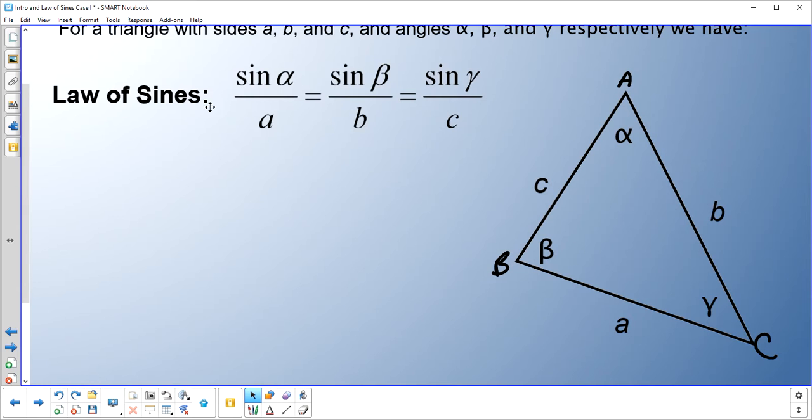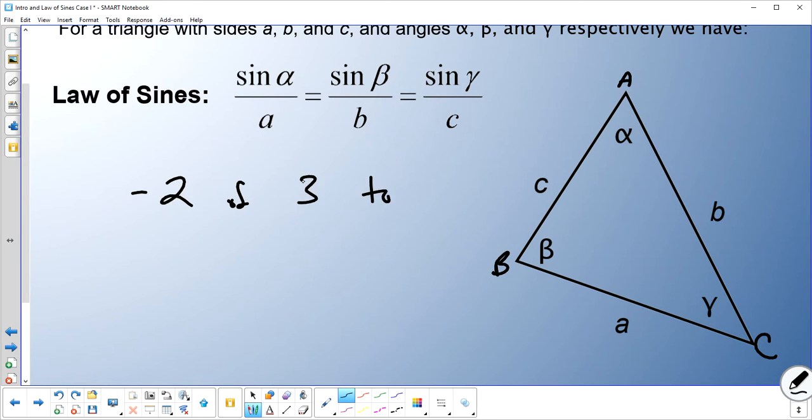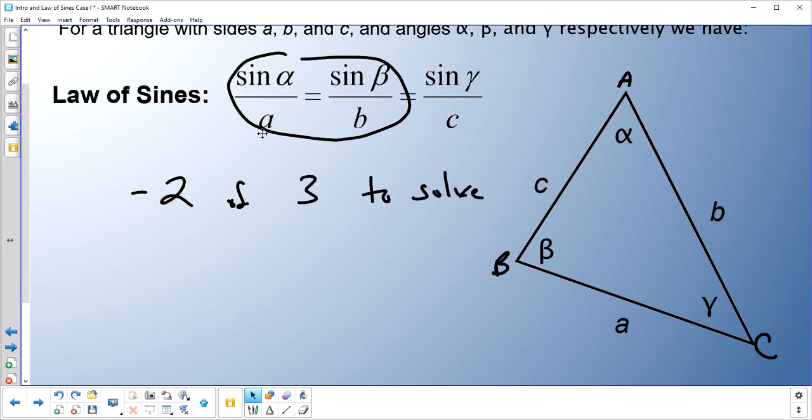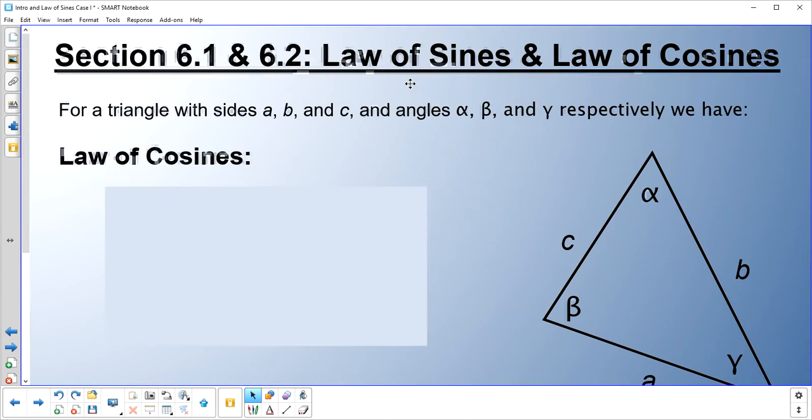Our law of sines, then, the actual law of sines, is going to say 3 ratios, and they're always going to be equal. Now at any given time, we're going to use 2 of the 3 to solve for an unknown. So what that means is if we are using these first two, we have to know 3 of these 4 unknowns in order to find the unknown. We can only have 1 variable at a time when we're solving for this.